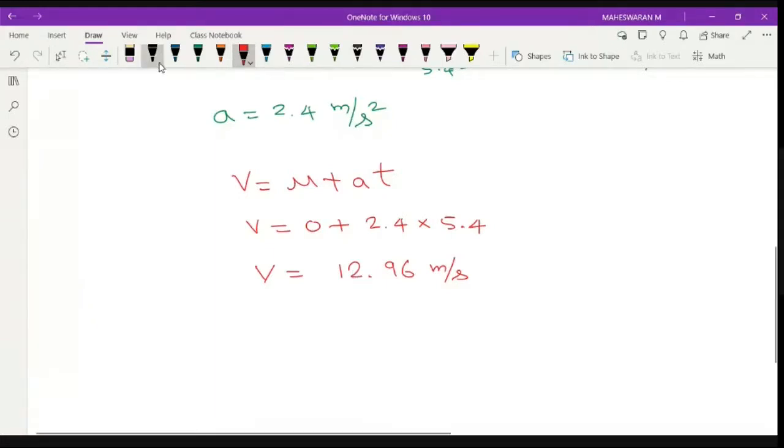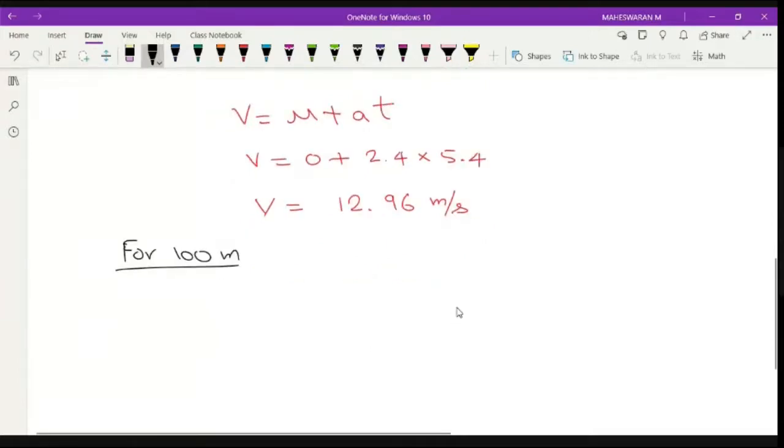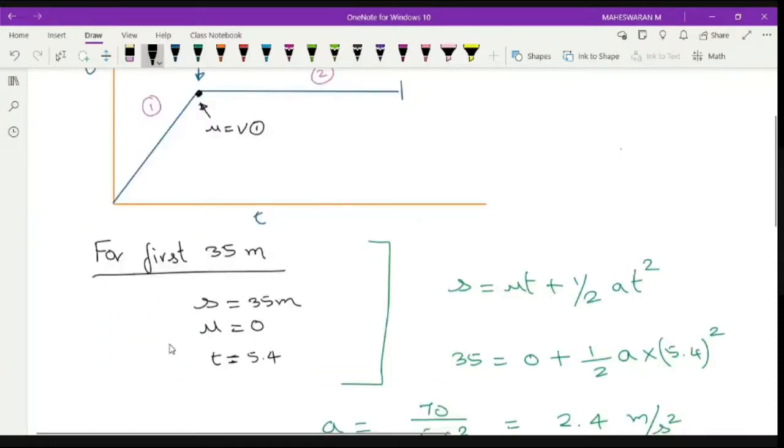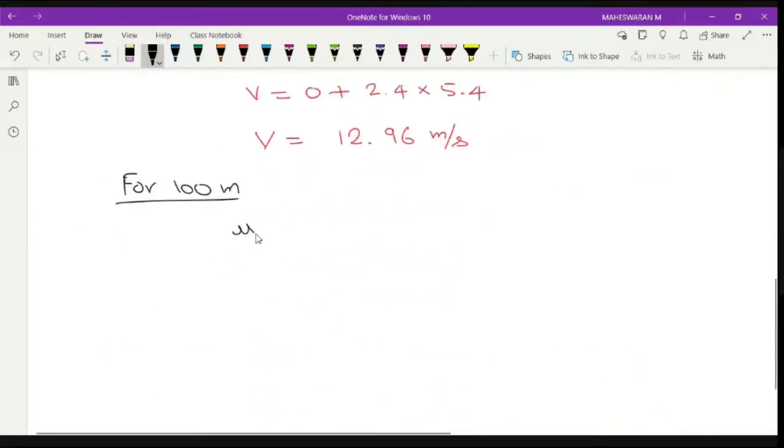So now let us identify what happens for 100 meter. What are the data we got? If I consider 100 meter, I'm going to start. This is my initial velocity now. So u, which is the final velocity of the first term, which means your u is 12.96 meter per second. So it is constant. So your v will also be the same, 12.96 meter per second.